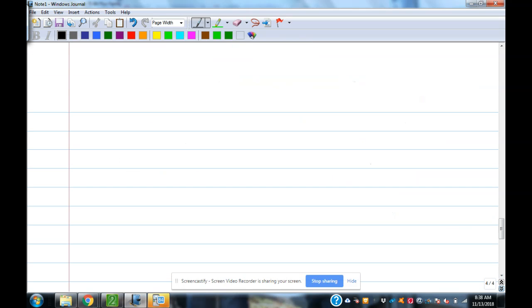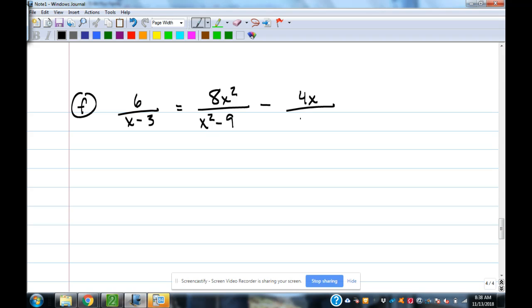All right. Do one that's maybe a little bit tougher. 6 over x minus 3 equals 8x squared over x squared minus 9 minus 4x over x plus 3. Kind of stepping up a little bit here. Three different denominators.